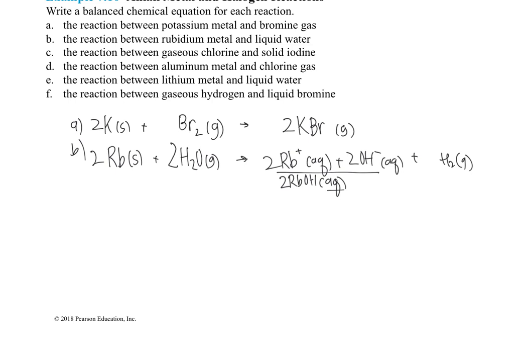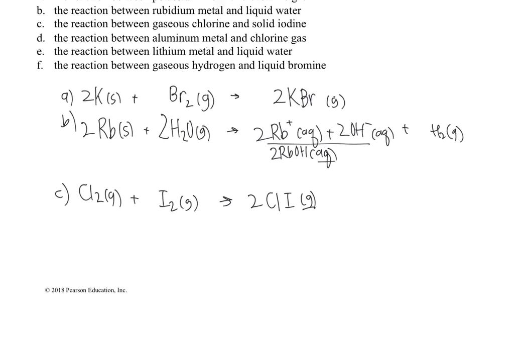C, we have gaseous chlorine plus solid iodine. That should give us that interhalogen, so whoops, not X. We'll now have Cl and I, and we'll have 2 of those. And I'd have to tell you the phase, because honestly I don't even know what it is. We can put gas, but I'm not really sure.